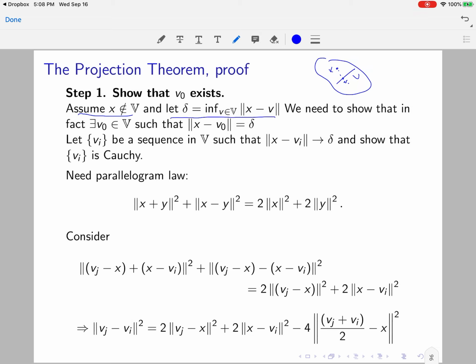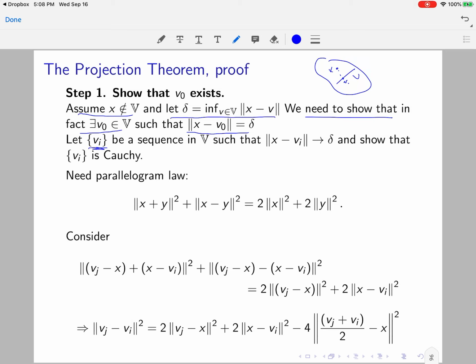Okay, so we haven't yet shown that there's a v naught that achieves that infimum. What we need to show is that in fact there exists a v naught that's inside of V, not outside of V, but inside of V, so that we achieve the minimum. It's not just an infimum, it's a minimum.